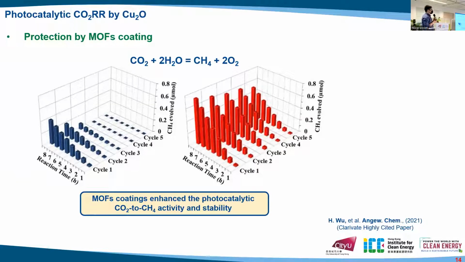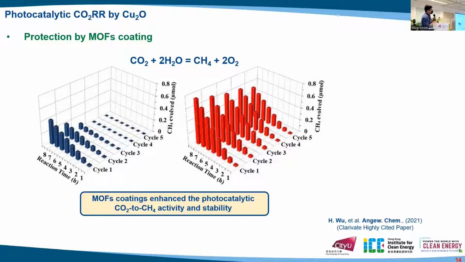And more importantly, we also found that the MOF coating can significantly improve the long-term stability of cuprous oxide in the carbon dioxide reduction reaction. To be more specific, for the composite photocatalyst on the right side, with the MOF coatings, we can retain around 70% of the initial activity after 5 cycles of identical experiments. On the other hand, for the bare cuprous oxide, we almost lost activity after only 3 cycles of experiments.